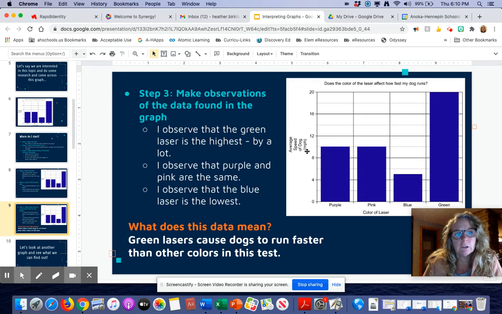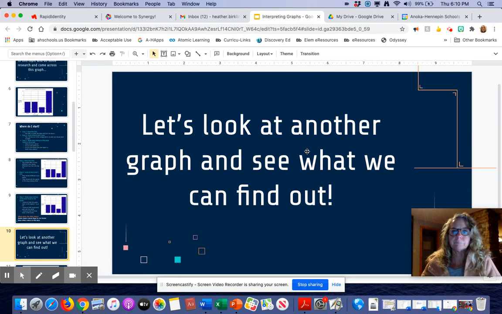So we could conclude in this graph that green lasers cause dogs to run faster than other colors. Okay, than the other colors in this test. We can't say that all other laser colors, we can just say than the other colors in this test. So let's look at another graph and see what we can figure out.